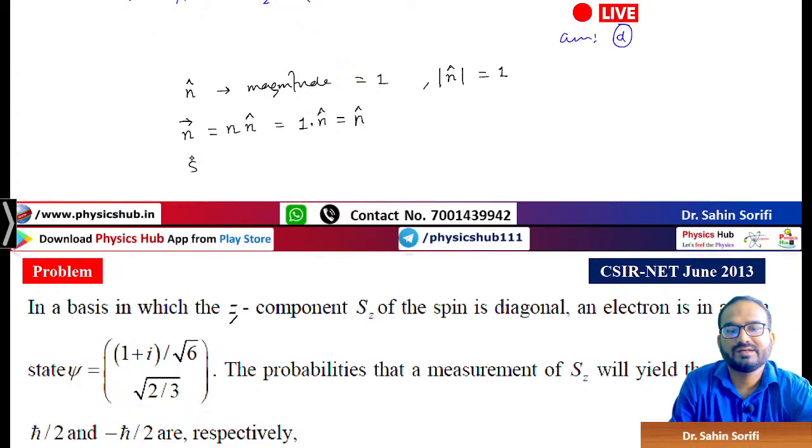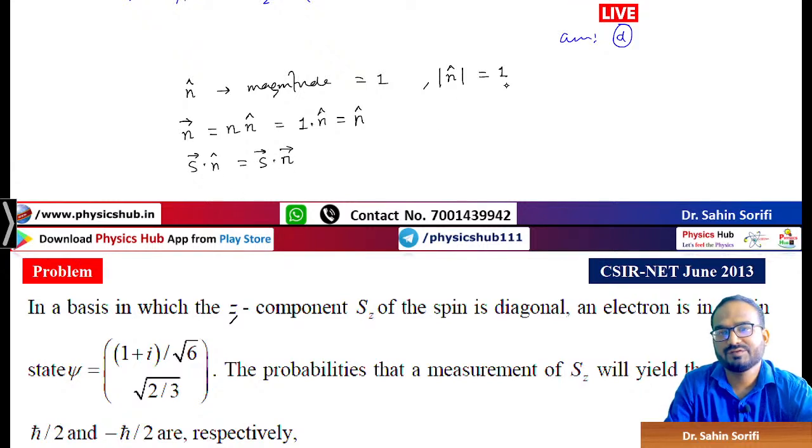So either I am writing s dot n cap or I am writing s dot vector n. Both are the same because the magnitude is 1. If you divide by 1 or multiply by 1, it doesn't matter.